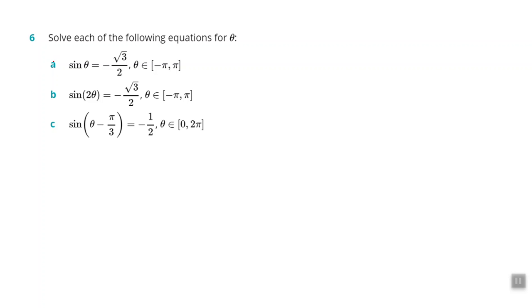This is for Year 11 Methods. We're going to look at question 6 from the chapter review. So I'm trying to solve this equation: sine of theta equals negative root 3 on 2, where theta is between negative pi and pi.